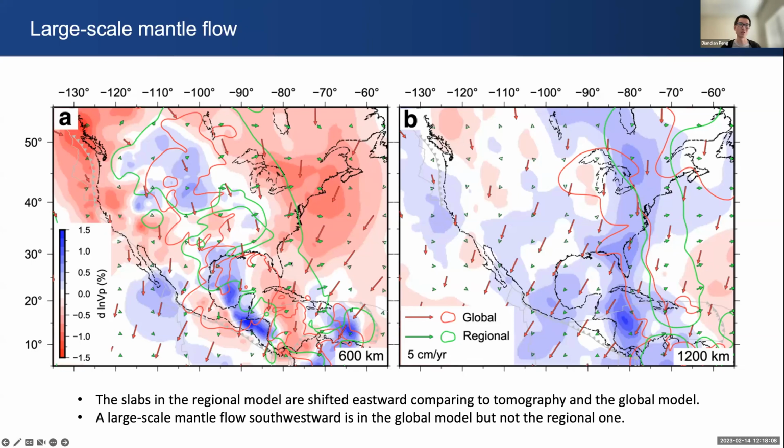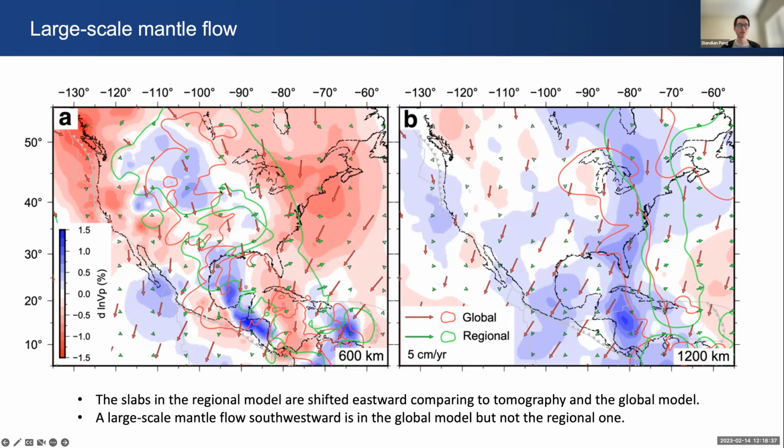So this is the reason why in the global model, the slab in the lower mantle is positioned southwestward compared to the regional one. And this kind of large-scale mantle flow cannot be produced in the regional models because the boundaries are impenetrable.